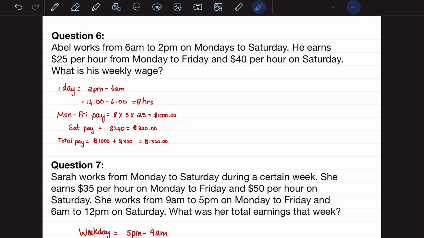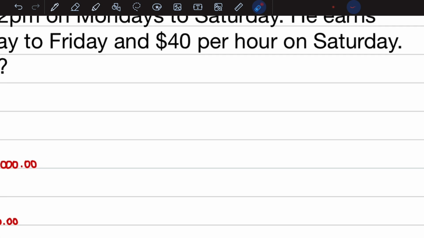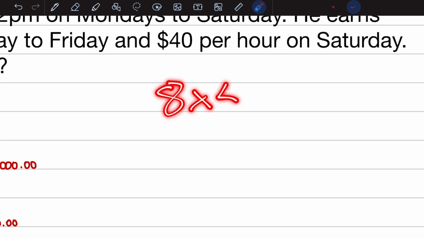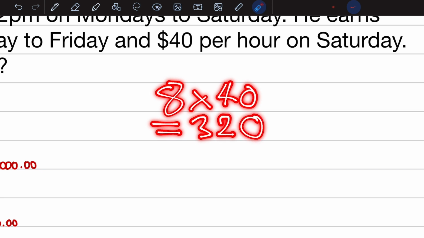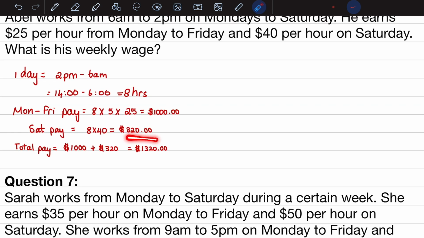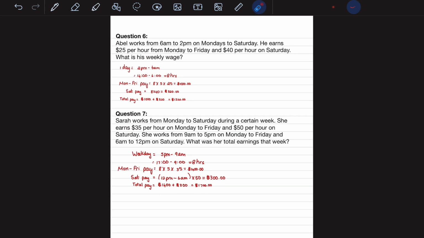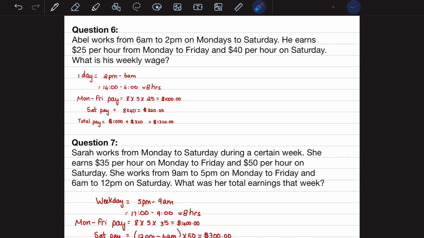Right? And then on Saturday, he's working the same 8 hours on Saturday as well. But the difference is he's working $40 per hour. So 8 hours on Saturday at $40 per hour. 8 4s are 32. So that's $320. So we add them together and we'll get $1,320. All right, so we can easily follow with question 7. So pause the video, look through the solution, make any necessary corrections, and let's continue.